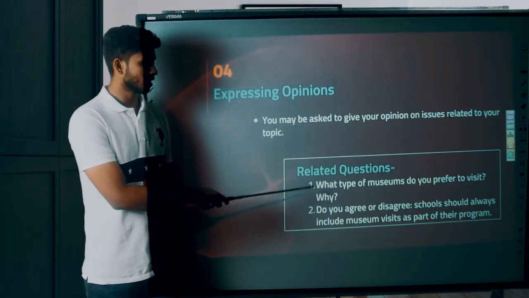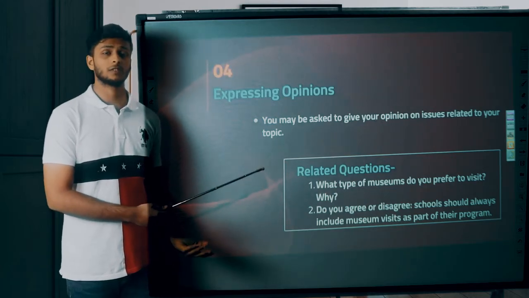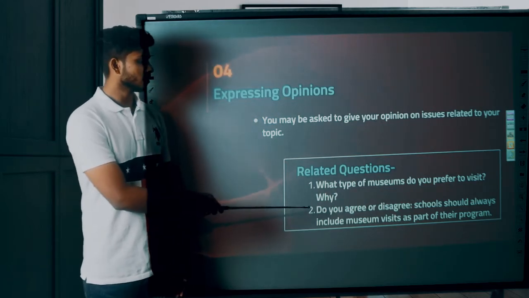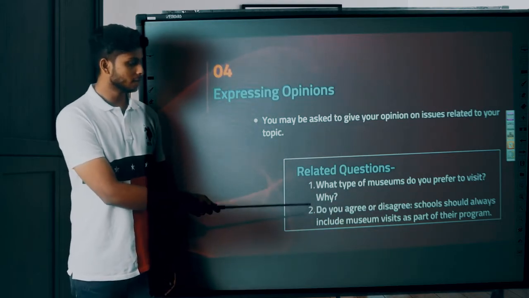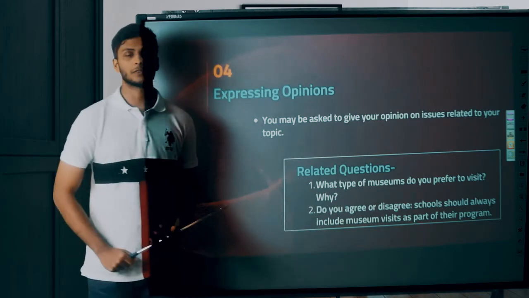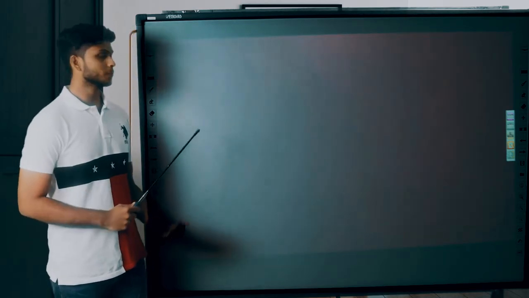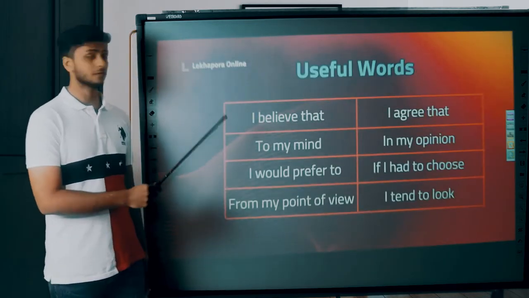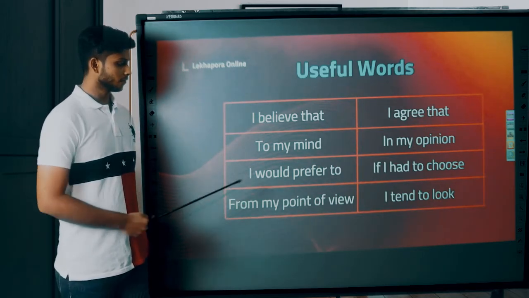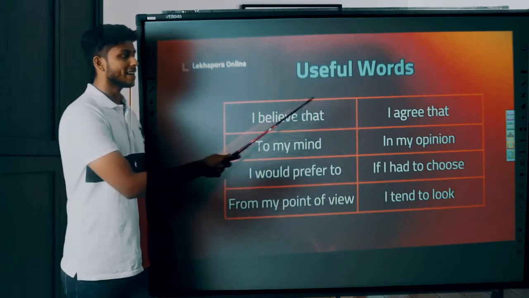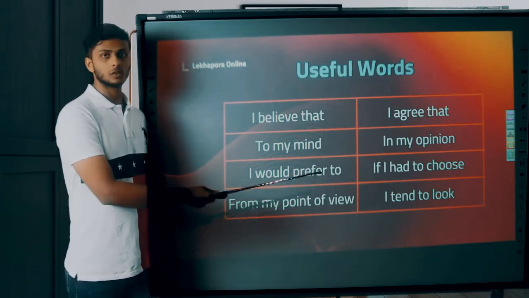Firstly, it asks what type of museum do you prefer to visit, why, asking you to give your opinion. Then, do you agree or disagree? Schools should always include museum visits as part of their program. So to express your opinions, you can use these phrases or words. I believe that, to my mind, I would prefer to. From my point of view, I agree that. In my opinion, if I had to choose, I tend to like.